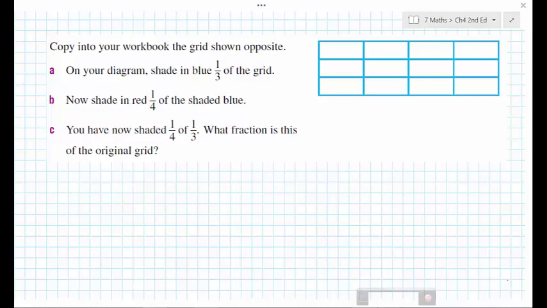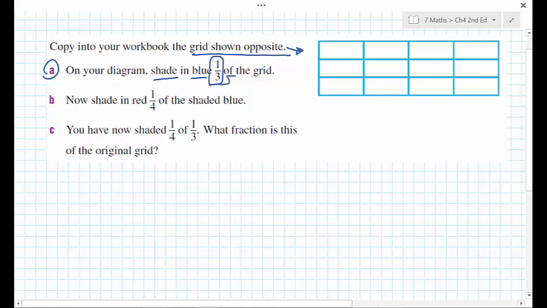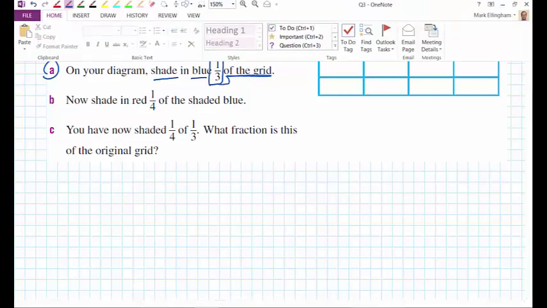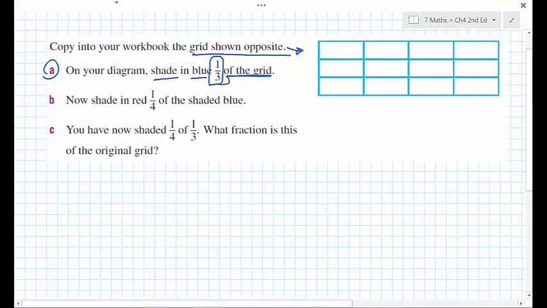Okay, so this question here wants me to work on this grid that's shown over here. For A, it wants me on the diagram to shade in blue 1/3 of the grid. So in blue, let's try to pick something that we've got blue. In here there's 12 squares, so 1/3 of those is 4.